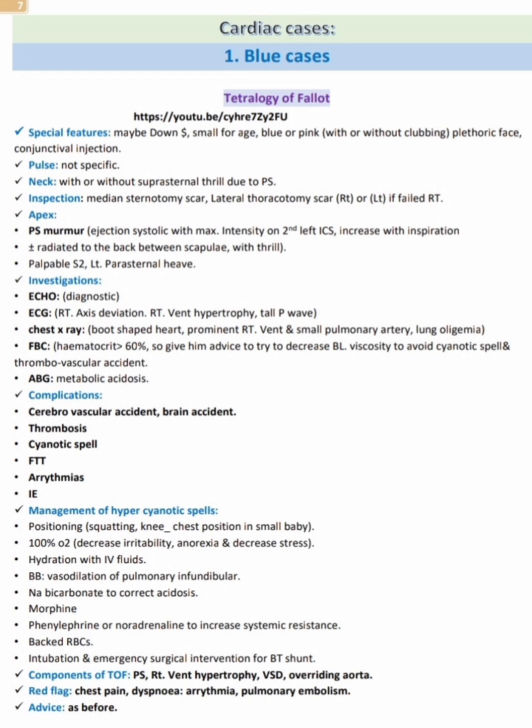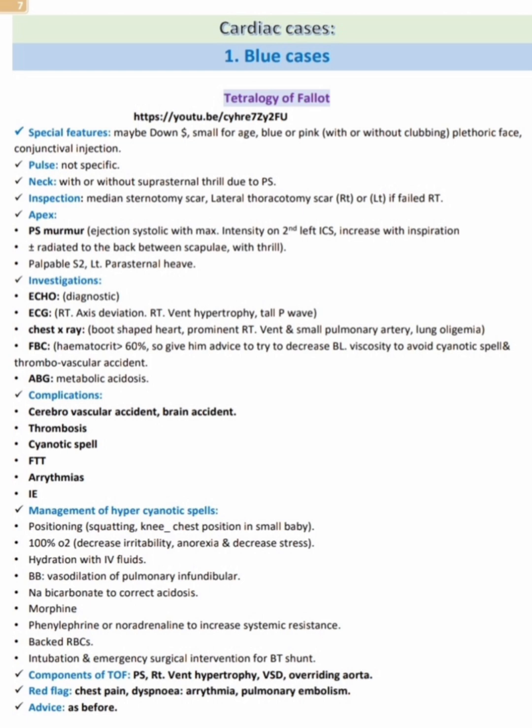Investigations we do for TOF: echo is diagnostic. ECG shows right axis deviation, right ventricular hypertrophy and tall P wave. Chest X-ray shows boot-shaped heart, prominent right ventricle, small pulmonary artery and lung oligemia. In the full blood count, we may find hematocrit more than 60%, so we advise him to decrease blood viscosity to avoid cyanotic spells and thrombovascular accident. ABG shows metabolic acidosis.